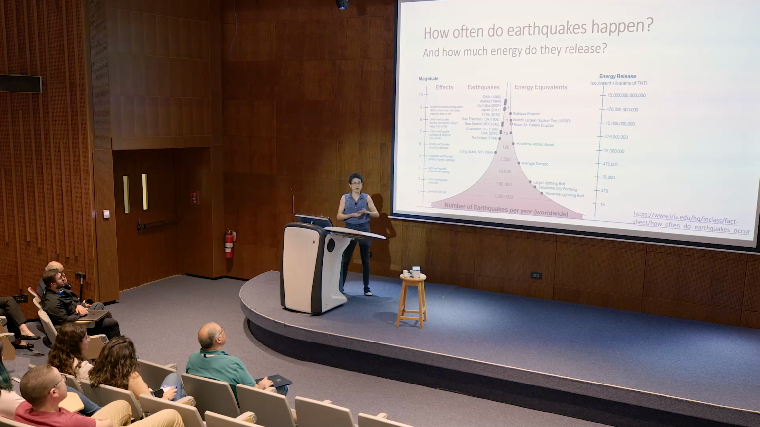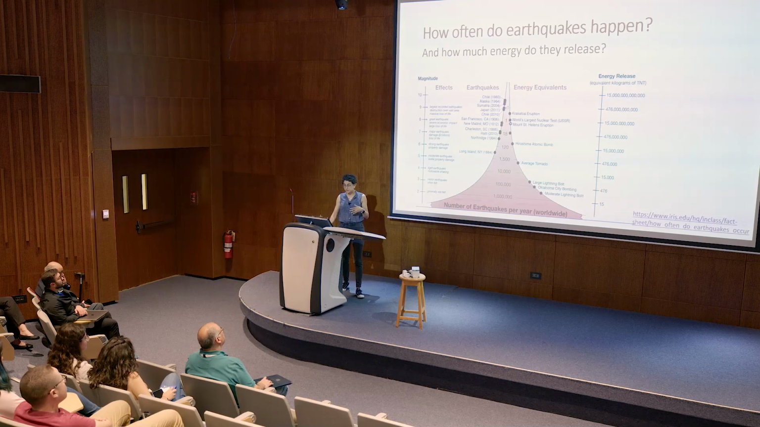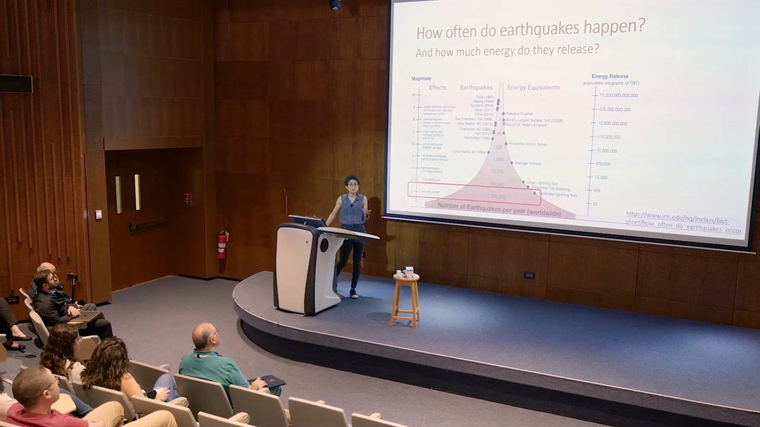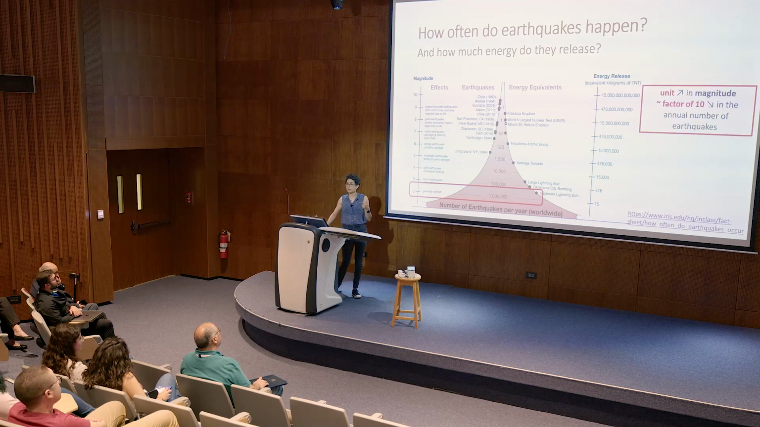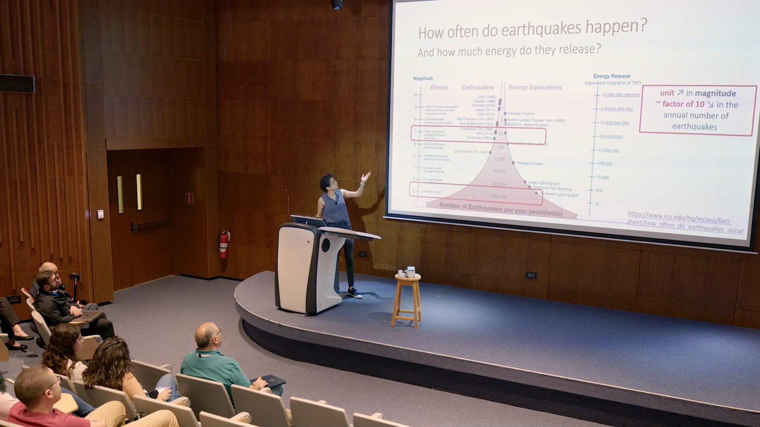How often do earthquakes happen? Actually, they happen quite frequently. We have about 1 million earthquakes of magnitude 2 that occur every year. And these are earthquakes that we actually almost never feel. And with every 1 unit increase in the magnitude of an earthquake, there is a factor of 10 decrease in the number of annual occurrences. So for magnitude 7 earthquakes, there are about 18 of them that occur on average every year.